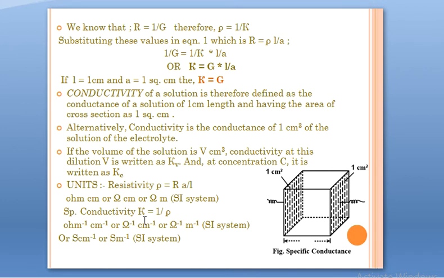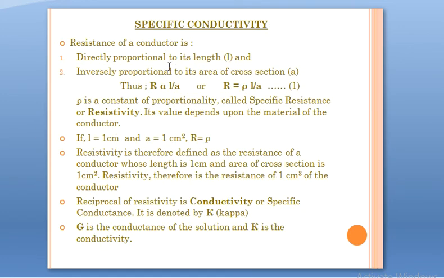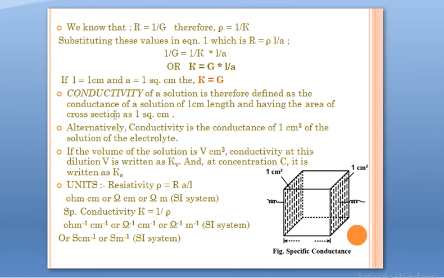Since this conductivity kappa is 1 by rho, we already know the units of rho, we can find out the units of kappa. Ohm inverse centimeter inverse, or in SI system it is ohm inverse meter inverse, or we can say Siemens inverse centimeter, and this unit in SI system can be written as Siemens meter inverse, right? Don't lose track, we are studying all this because we have to study specific conductivity, and in this slide we have been able to define this conductivity here.